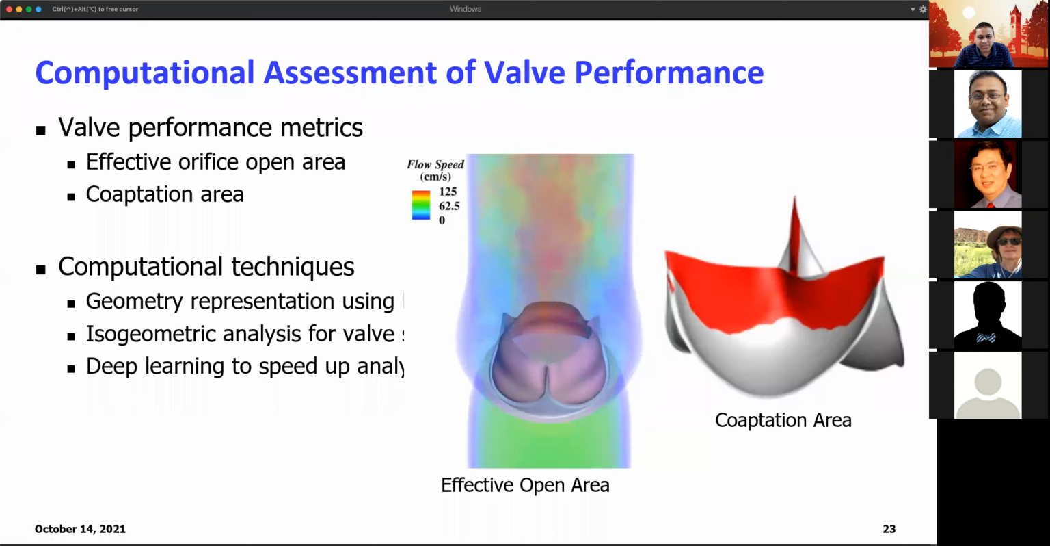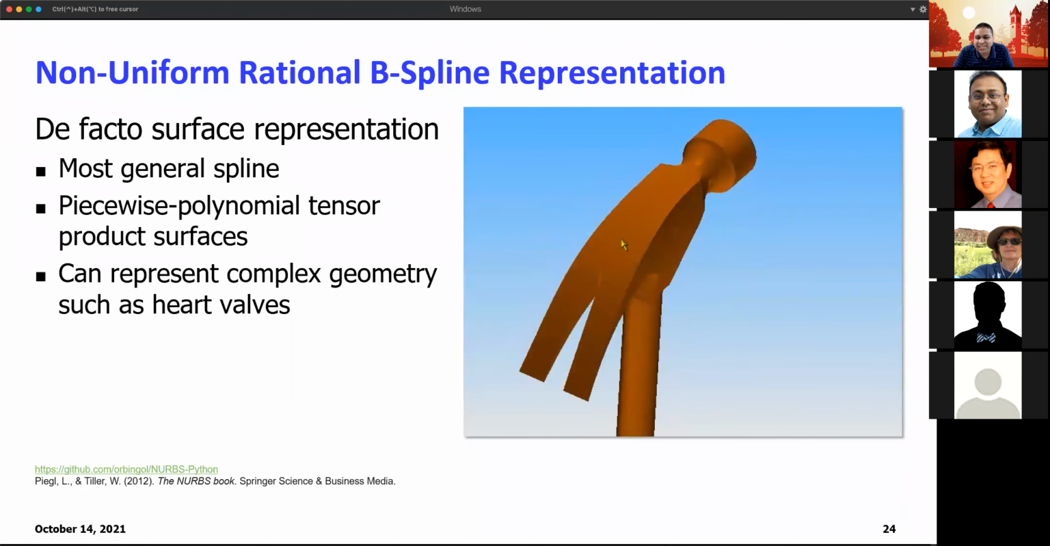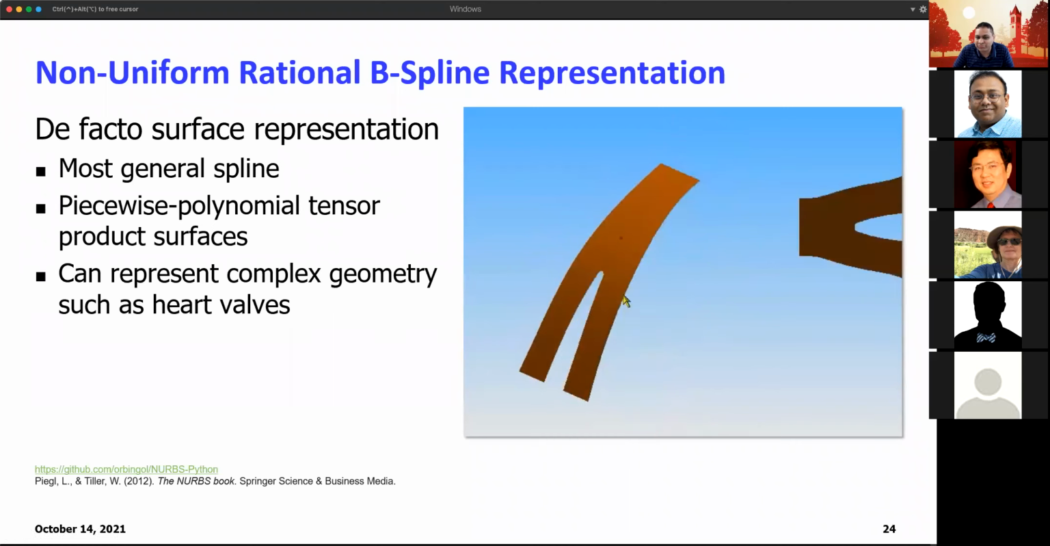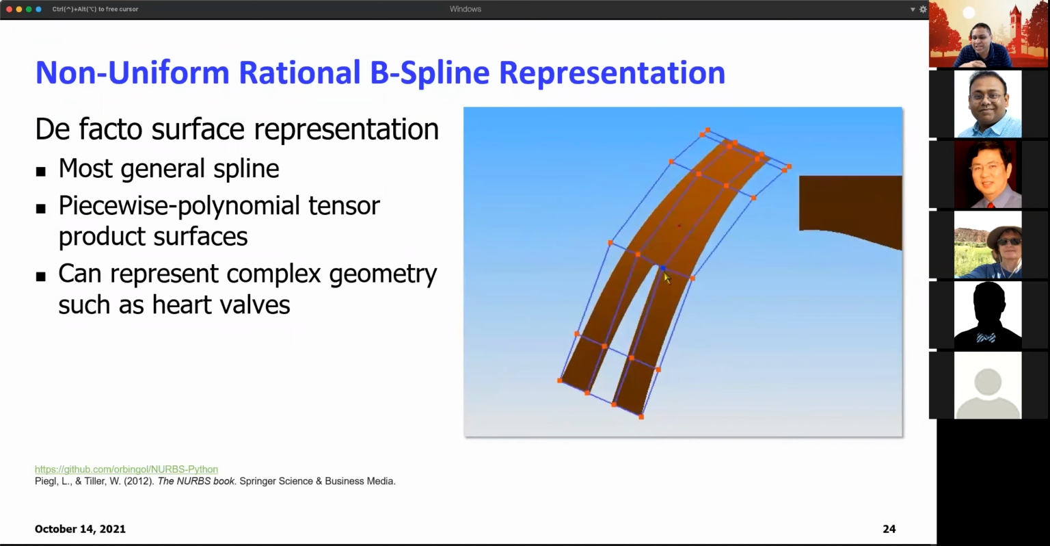closed. So what we wanted to do was figure out a way in which we can design prosthetic valves with a lot of data. And we basically got inspiration from CAD and machine learning. So in CAD, non-uniform rational B-splines are smooth spline surfaces that can be used to represent complex geometry. So for example, like this hammer model that I showed here.